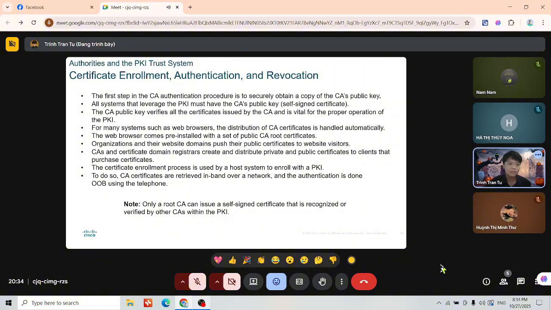13. A PKI system must contain the CA public key. Browsers include built-in root CA certificates. Organizations apply for a certificate, which is issued after verification, and verification may occur out of band. This process ensures that only legitimate, verified organizations are granted a digital certificate.